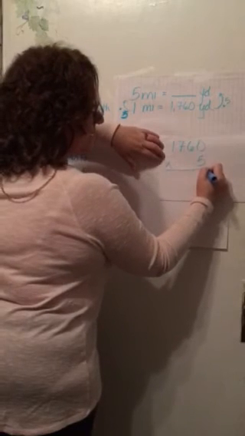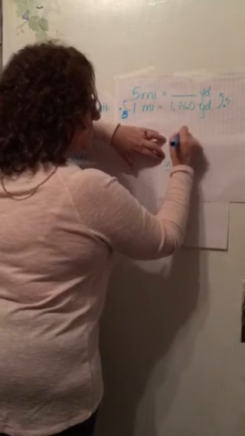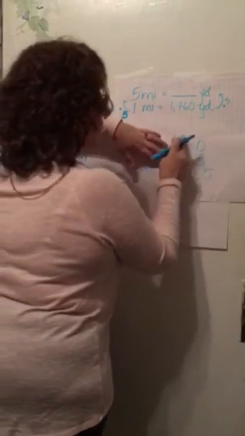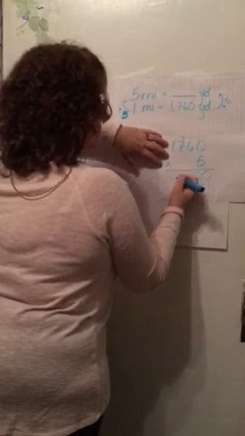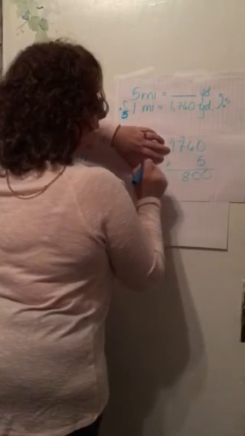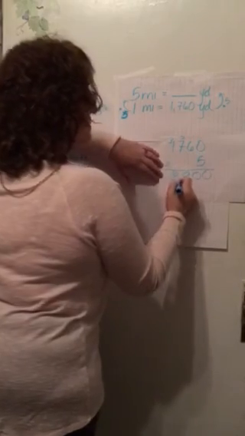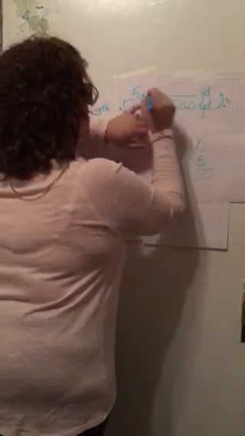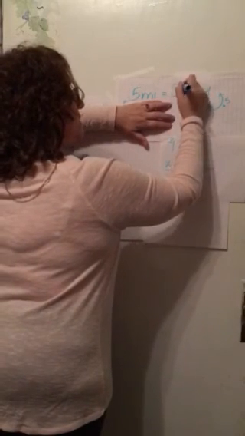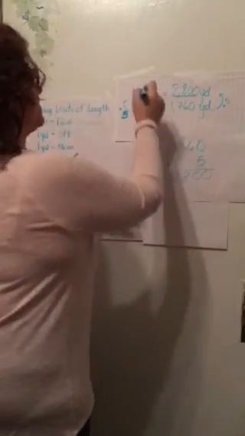5 times 0 is 0. 5 times 6 is 30. 5 times 7 is 35 plus 3, 38. And 5 times 1 is 5 plus 3 gives me 8. Which means 5 miles equals 8,800 yards.